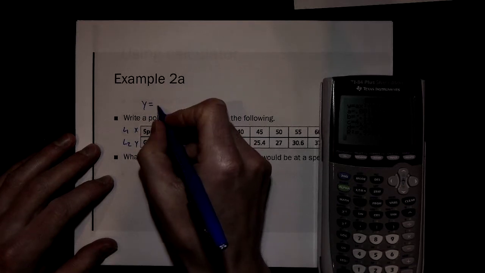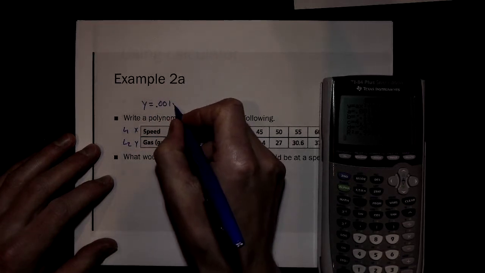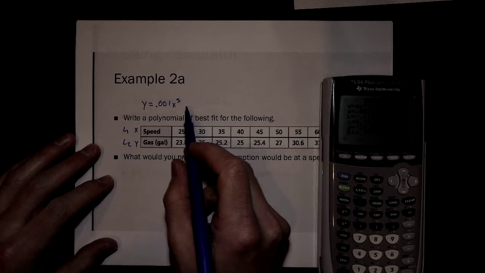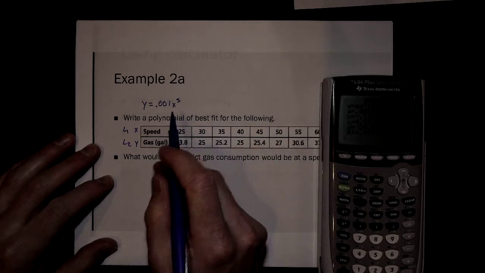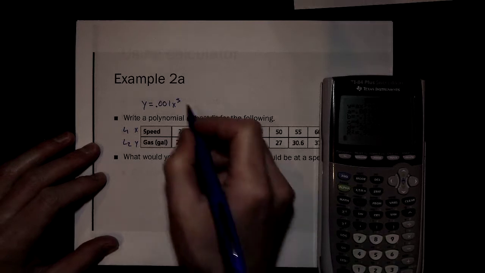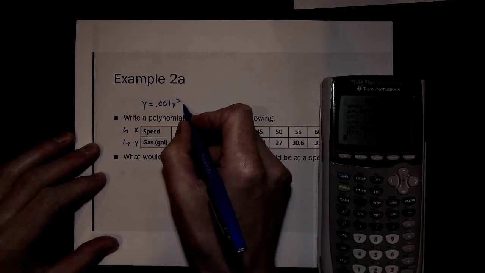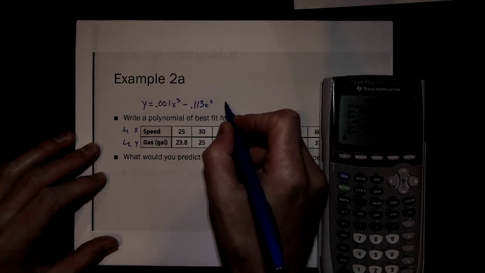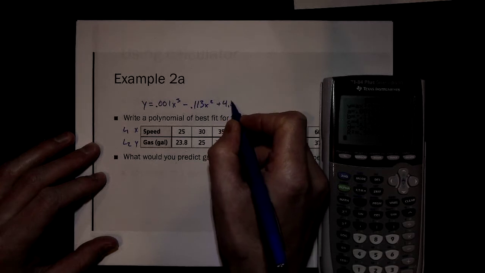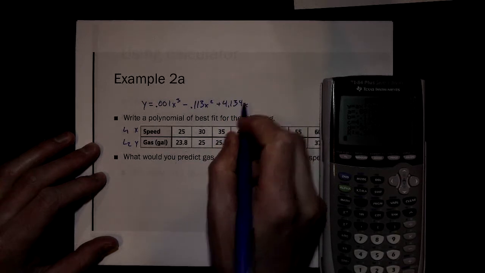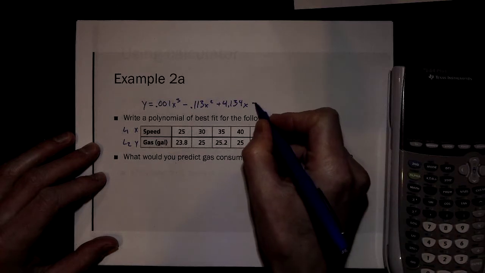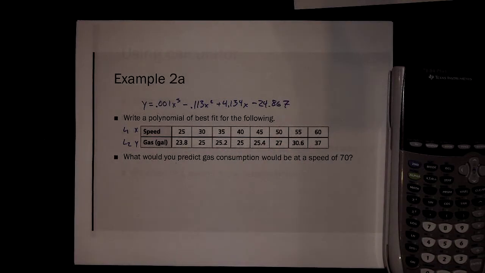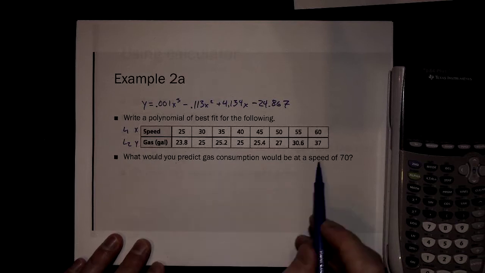Y equals our a value 0.001 x cubed. Now, I rounded to 3 decimal places there, so I could argue that I'd want to continue rounding to 3 decimal places. I think the ones in the test, if you do 2, you'll probably be okay. All right, minus 0.113x squared plus 4.134x, and the d coefficient, our constant, minus 24.867. So that's my equation, that's my polynomial model that matches this data as close as I can.